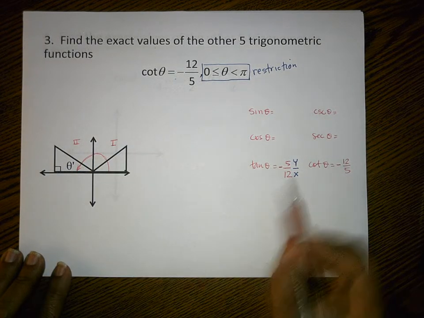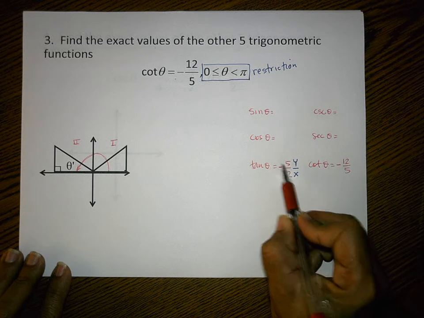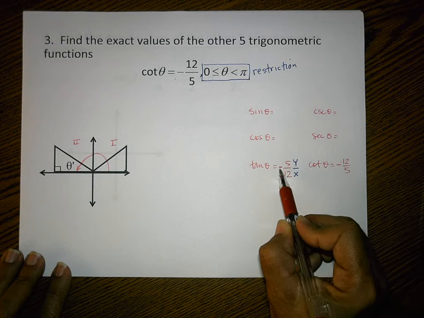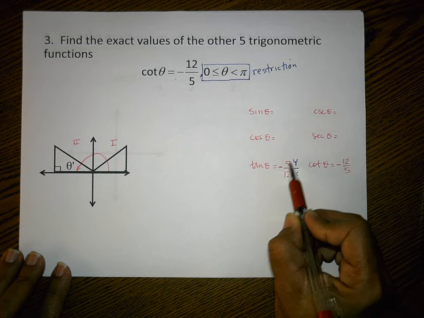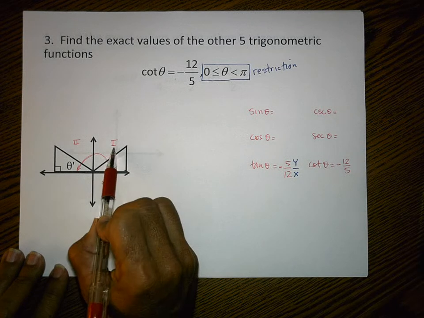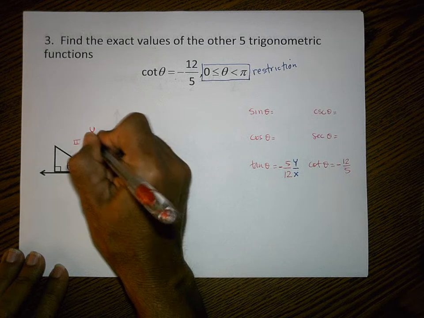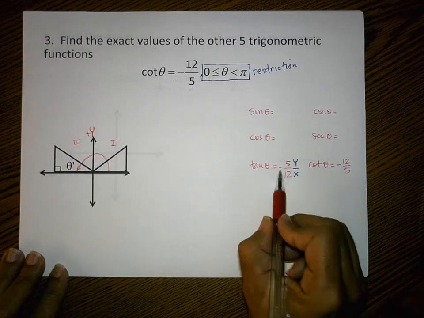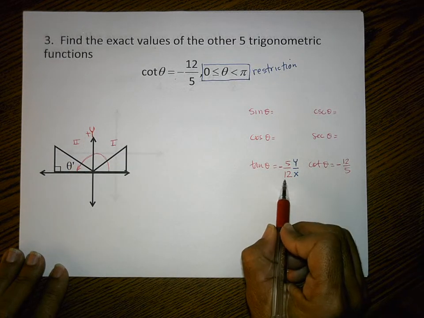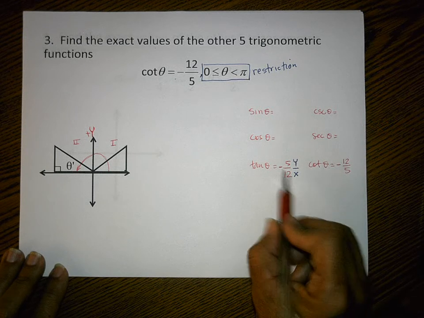However, it's saying negative 5 over 12. Where does this negative belong to? Who does it belong to? Does it belong to the 5 or to the 12? Well, if I'm in quadrant 1 and 2, the y is positive, okay? The y value is positive. So that negative must belong to the 12. It cannot belong to the y, must belong to the x. It cannot belong to the y.